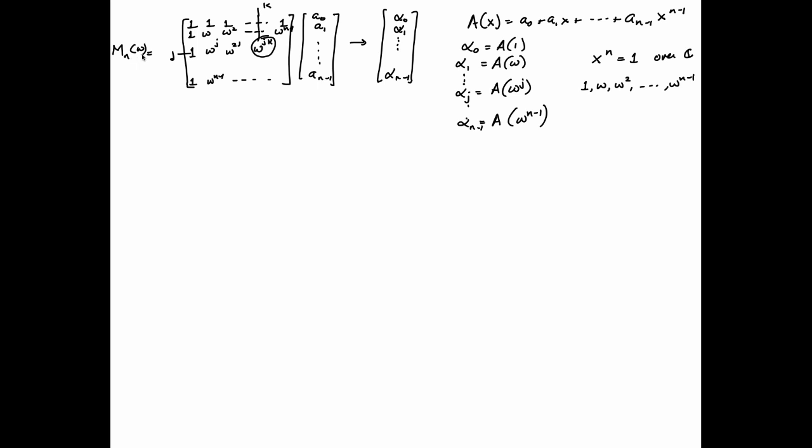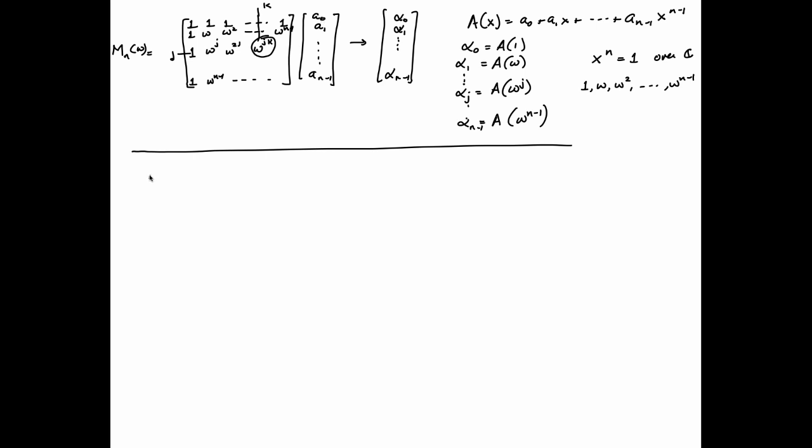So it's M sub n of omega. So now one question we could ask is, suppose that we wanted to compute the inverse. So suppose I gave you the values of the polynomial at 1, omega, omega squared, and so on up to omega to the n minus 1. So I gave you this right-hand side. Can you now figure out this left-hand side? Well, the answer is clear.